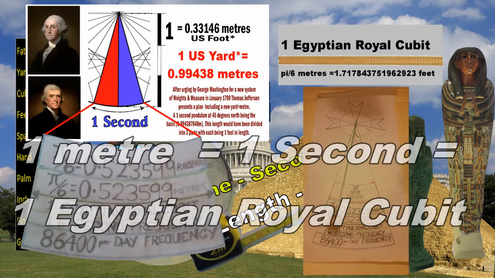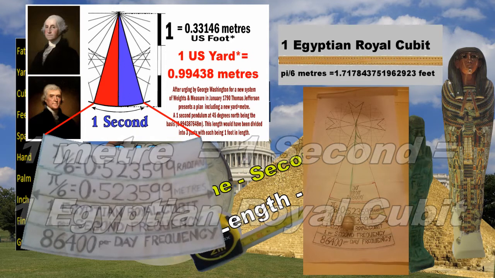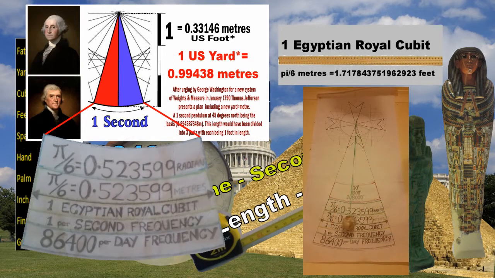So the meter, the foot, the royal cubit, the US foot, which was almost introduced by the founding fathers in America, this is all joined together again. 1 meter equals 1 second equals 1 Egyptian royal cubit. You can do this at home, and even the Wikipedia page has this information.